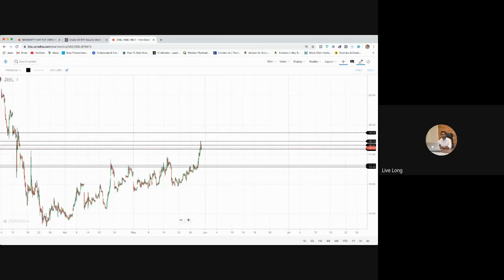So short selling means you sell something first and you buy it back once the price falls down. So we make use of short selling to get profits in a falling market.